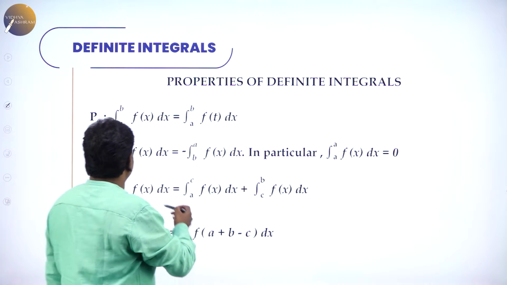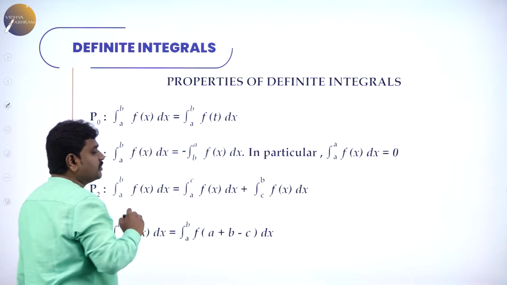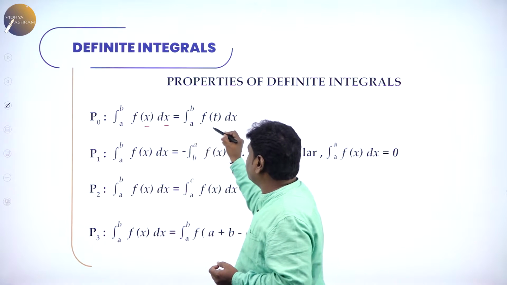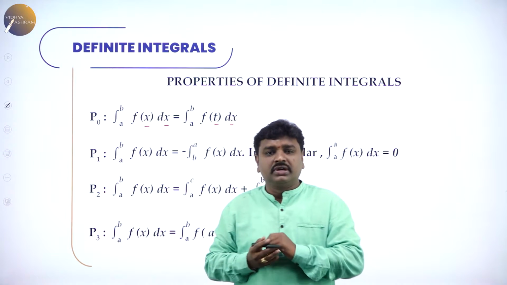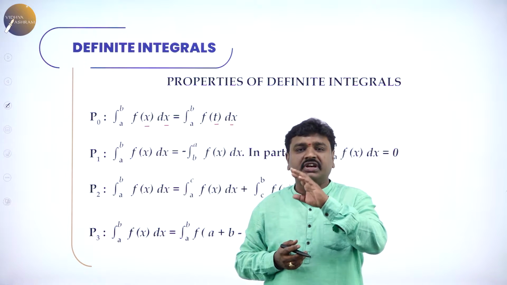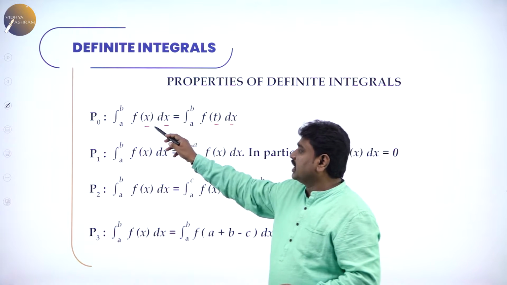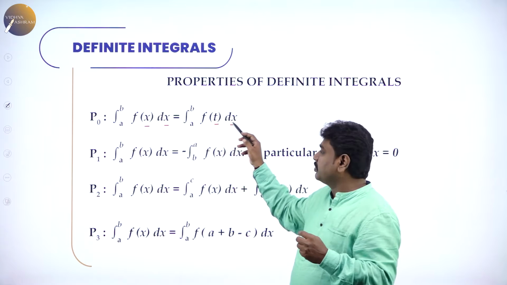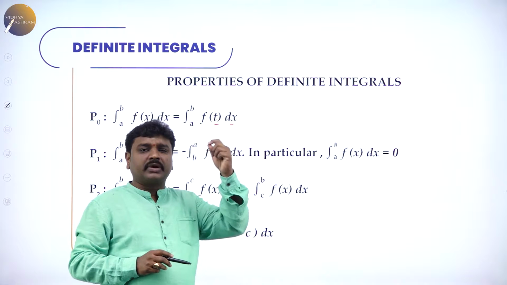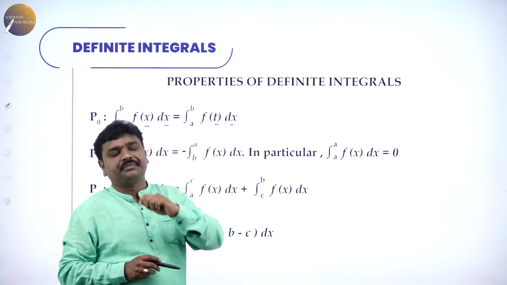So P0: integration of a to b f of x dx is integration of a to b f of t dt. The meaning is simple. You can replace the variable. So instead of x dx, you can put t dt. What is P0? Integration of a to b f of x dx can be written as integration of a to b f of t dt, or integration of a to b f of theta d theta. Simple and easy property. If I have integration of 0 to pi by 2 sin x dx, you can write it as integration of 0 to pi by 2 sin theta d theta.